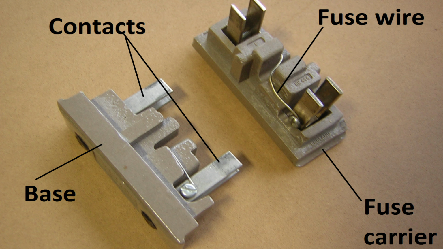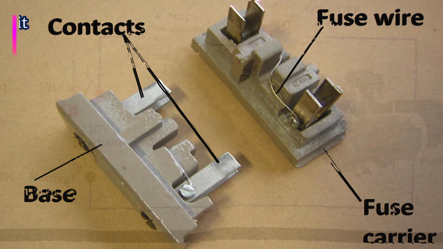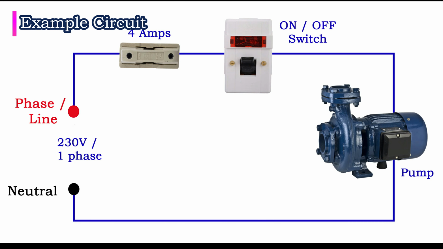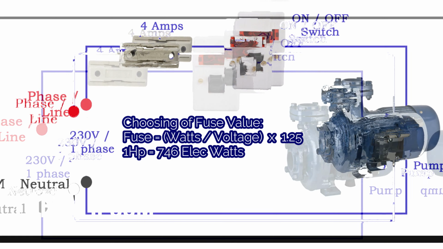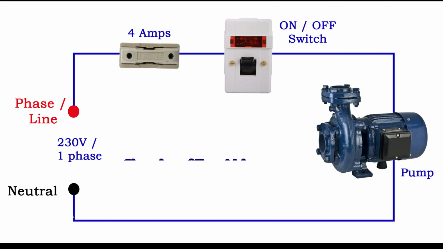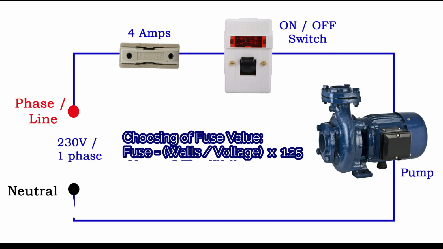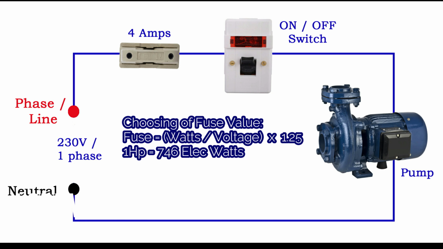The fuse consists of two major parts. The first one is the base and the next one is the fuse carrier. Here is a simple example circuit to demonstrate why we have to always connect the fuse in the phase terminal. Before that, we need to know how to select the fuse value. The fuse value depends on the wattage of the load and the operating voltage of the load.